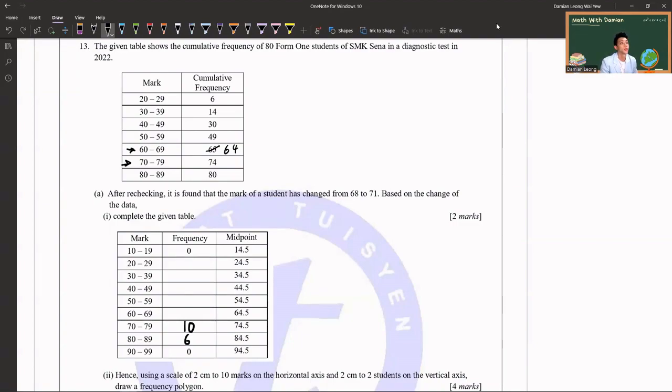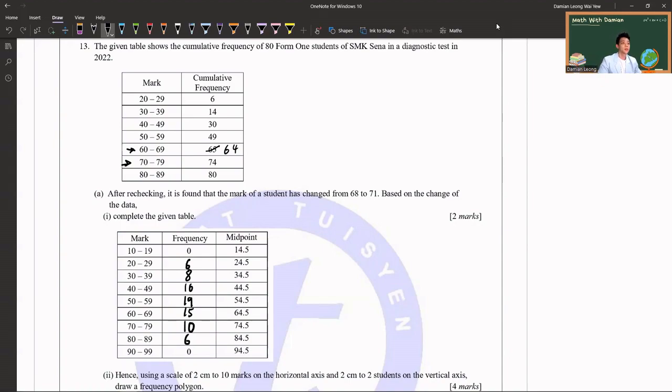Then 64 minus 49 would be 15. 49 minus 30, 19. 30 minus 14, 16. 14 minus 6 is 8. And 6 minus 0 is, well, 6.